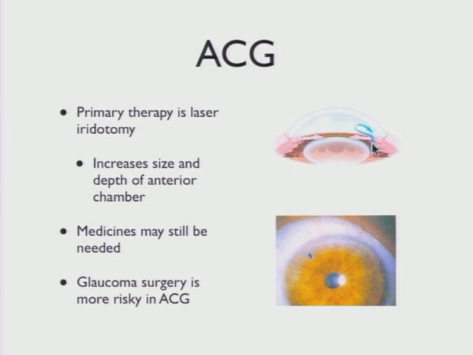However, medicines may still be needed in individuals with angle closure glaucoma. And in some folks, they need glaucoma surgery, such as a trabeculectomy or a tube shunt. However, glaucoma surgery is more risky in individuals with angle closure glaucoma. In particular, individuals with angle closure glaucoma are more prone to a flat or shallow anterior chamber during or after surgery.